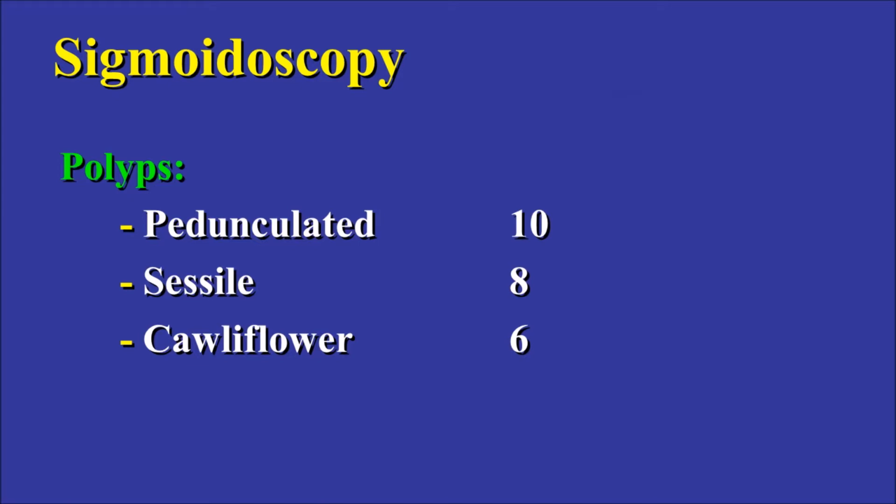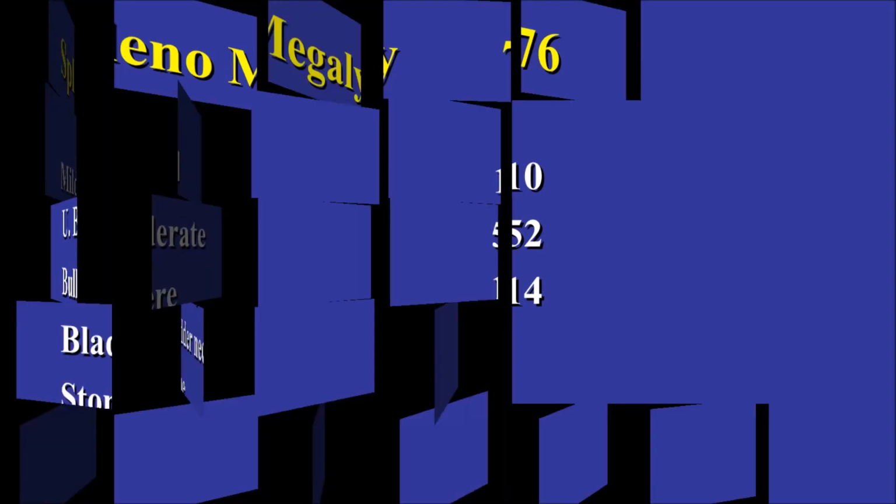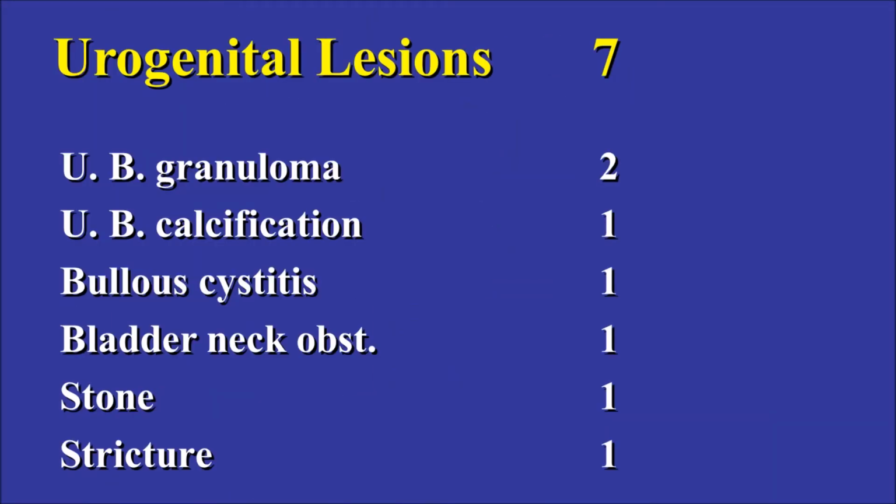Another battery of investigation is sigmoidoscopy, searching for polyps. As you can see, pedunculated polyps occurred in 10, sessile in 8, and cauliflower in 6. The urogenital lesion, 7. Urinary bladder granuloma in 2. Urinary bladder calcification in 1, bullous cystitis 1, bladder neck obstruction 1, stone 1, stricture 1.